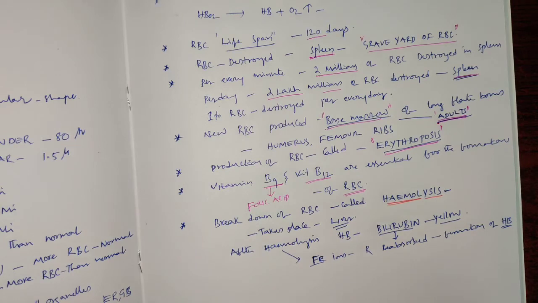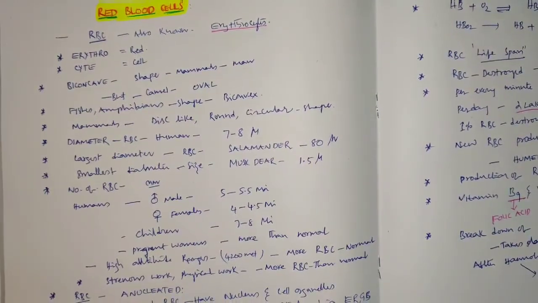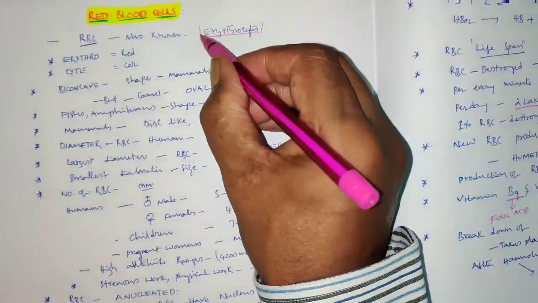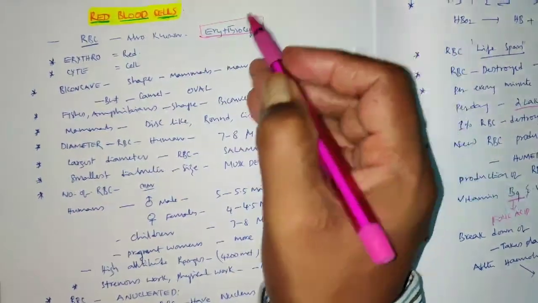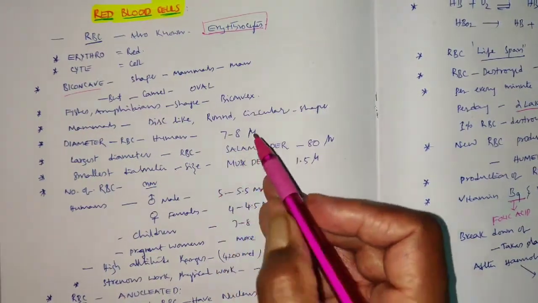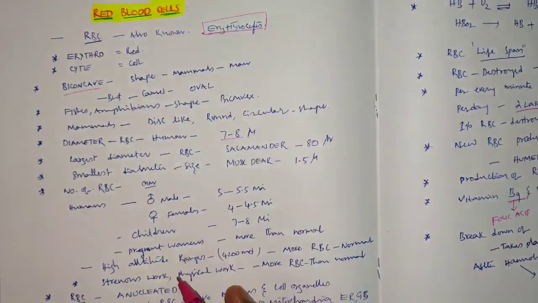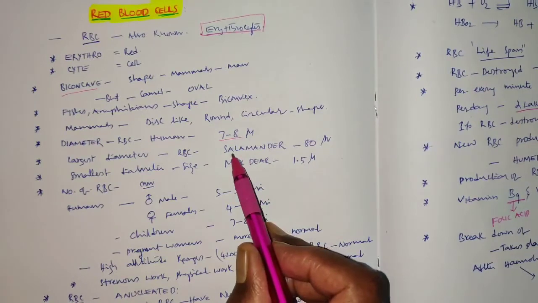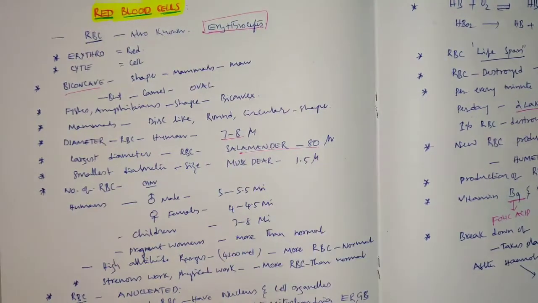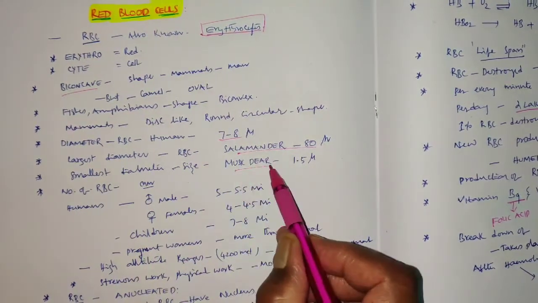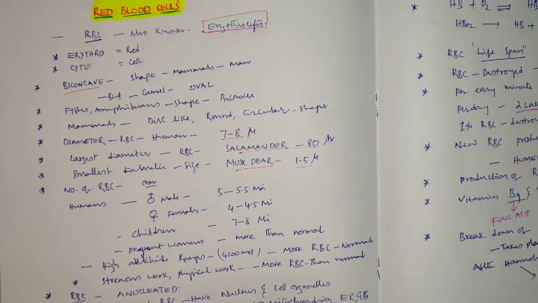So this is about red blood cells. Red blood cells are usually called RBC, technical term erythrocytes, and they are biconcave in shape in humans. Diameter is 7 to 8 microns, and the largest RBC is in the salamander, about 80 microns. The smallest RBC is in the musk deer, about 1.5 microns.